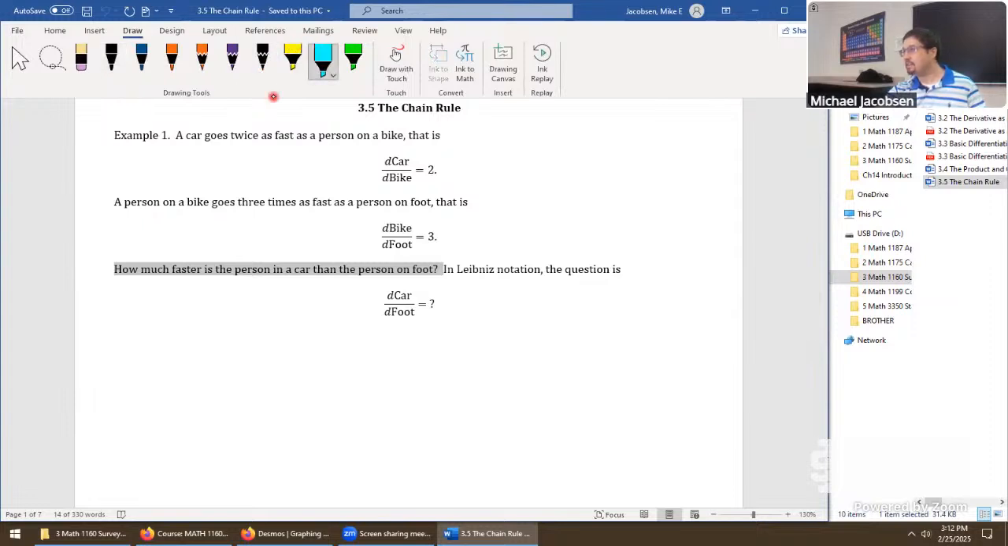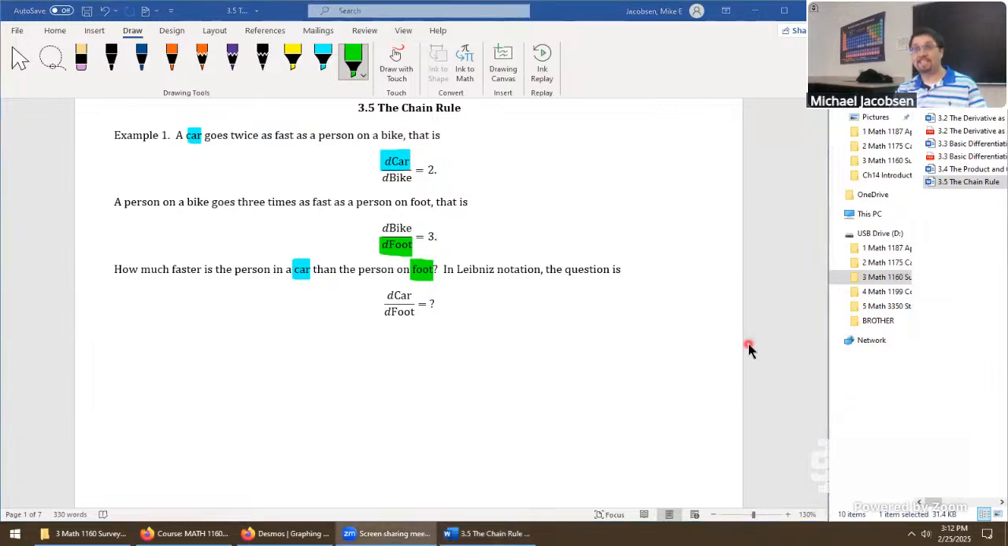So we're comparing someone with a rate of change with a car all the way down to someone with a rate of change of their speed for being on foot. Kind of strange in a certain sense, but we can make a guess on this. If the car went twice as fast as the person on the bike, and the bike went 3 times as fast as the person on foot, anyone see how much faster the person was going in the car than the person on foot? Any volunteers to hazard a guess? 6 times as fast, absolutely.